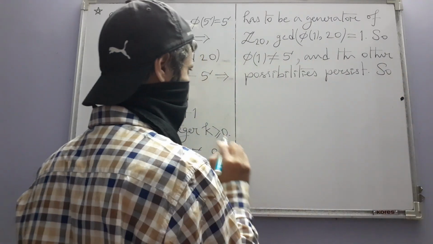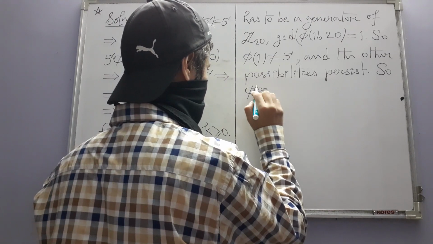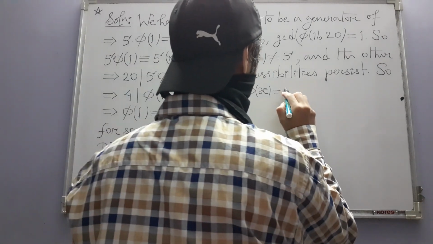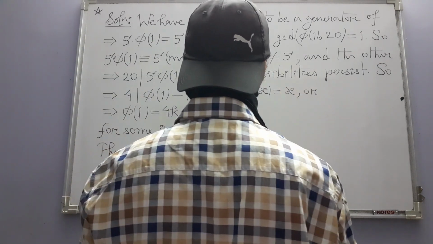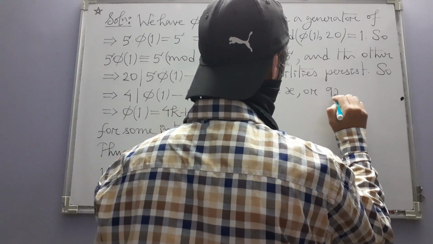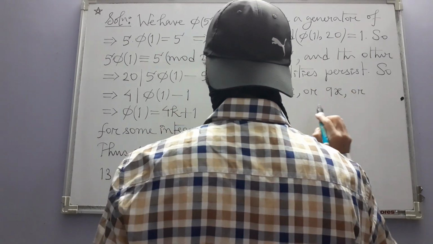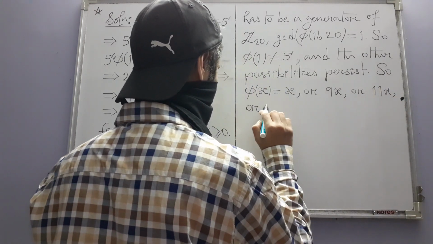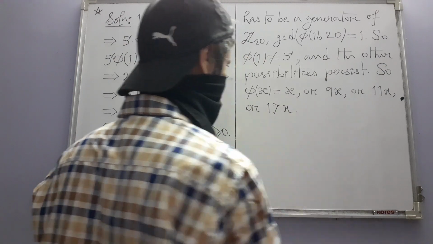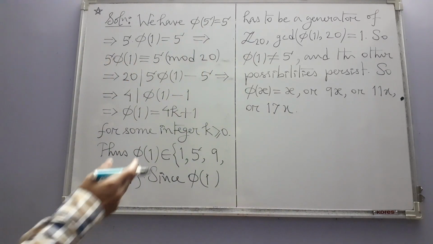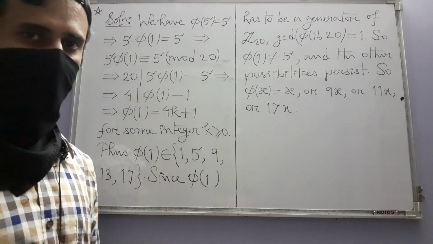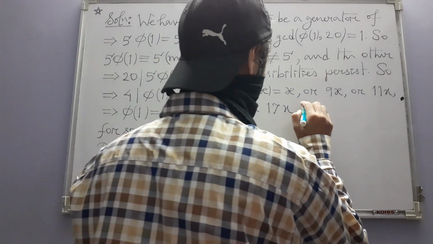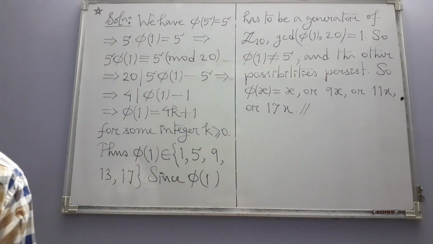So these are the possibilities for phi of x. Phi of x is x, or 9x, or 13x, or 17x. So we get actually the functions themselves. These are what phi of x can possibly be. That is the solution.